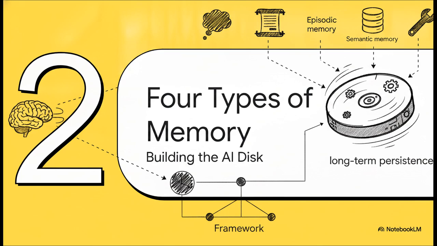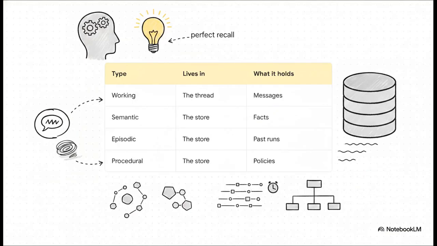Okay, moving right along to Section 2, the 4 types of memory. To build that disk, we rely on 4 distinct types of agent memory. First, we have working memory, which is strictly short-term and lives right in the active conversation thread. Then we have 3 long-term memory types that live in a durable store, like a database. Those are semantic, episodic, and procedural. The application reads from and writes to these 4 layers around the model to create that magical illusion of perfect recall. Let's break them down real quick.